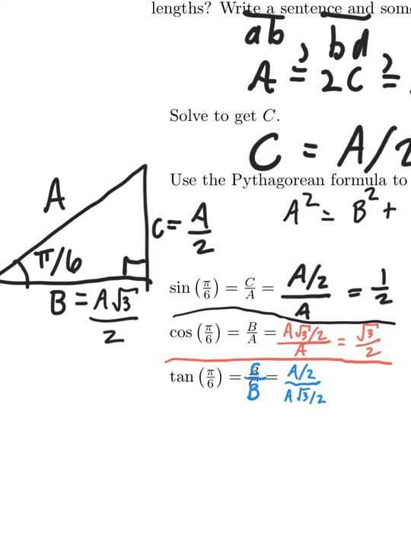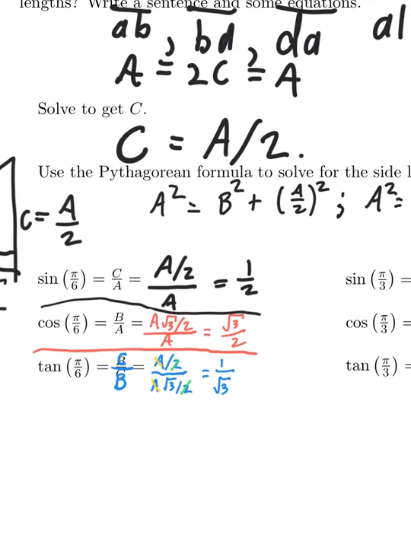And lots of stuff cancels. You see both the numerator and denominator are multiplied by a, so those a's will cancel. Both the numerator and denominator are divided by 2, so those will cancel. That leaves us with just 1 over root 3. I see a square root in the denominator, so I should rationalize by multiplying and dividing by square root of 3. That'll leave me with root 3 over 3.